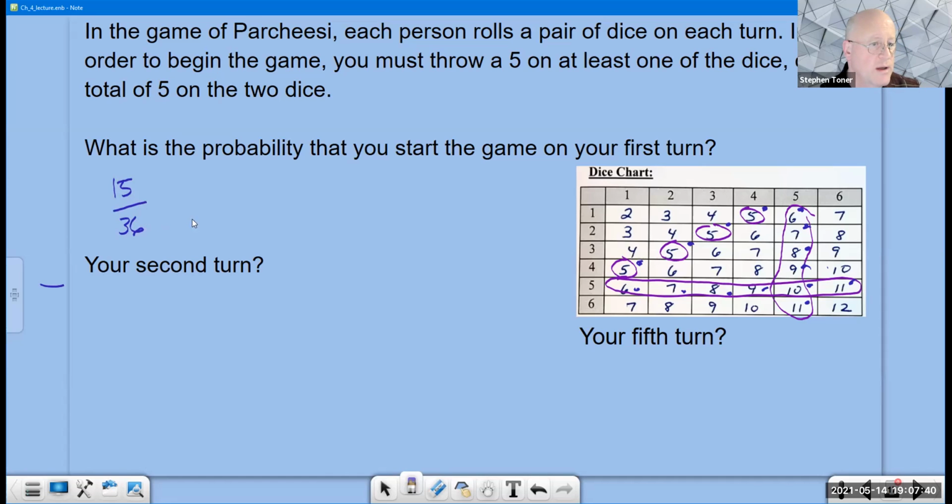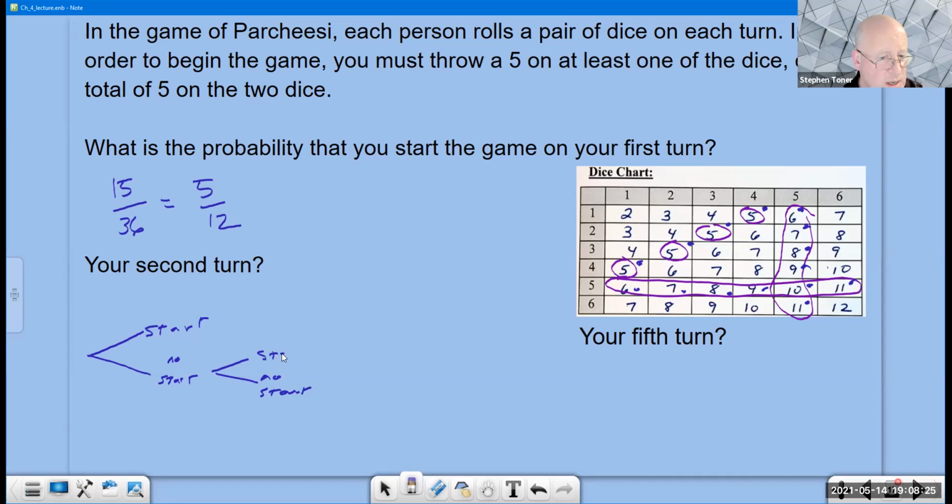Now that is divisible by 3 over 3. So that will be 5 out of 12 is the probability that I start the game on my first turn. Okay, now it's asking what's the probability I start on my second turn. Well, if you were looking at a tree diagram and you said, okay, first turn you either started or no start, just like we had with the Avon sale or no sale. And then we said, okay, I've started, but I didn't start on the second one, so now I'm going to try again, start or no start.